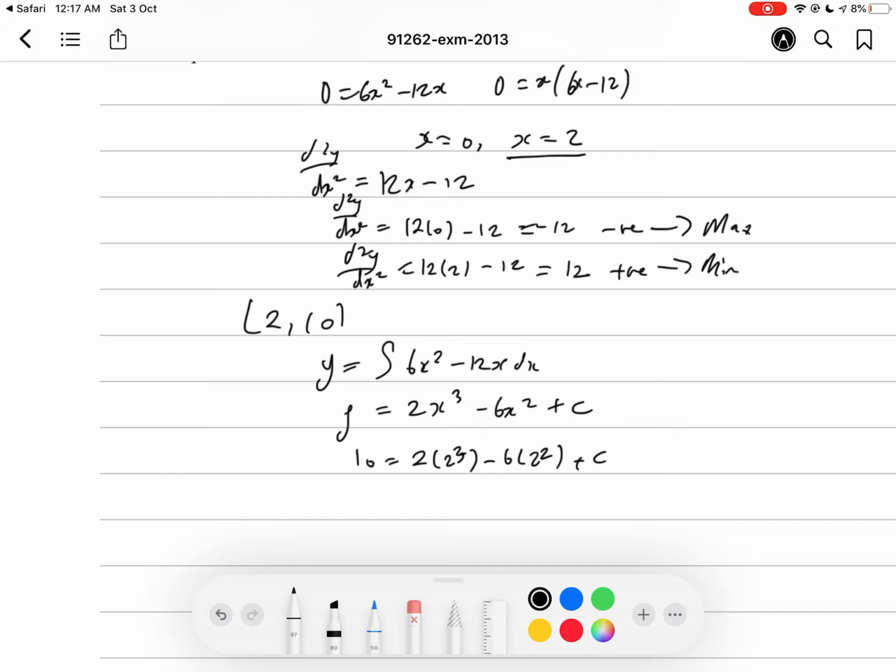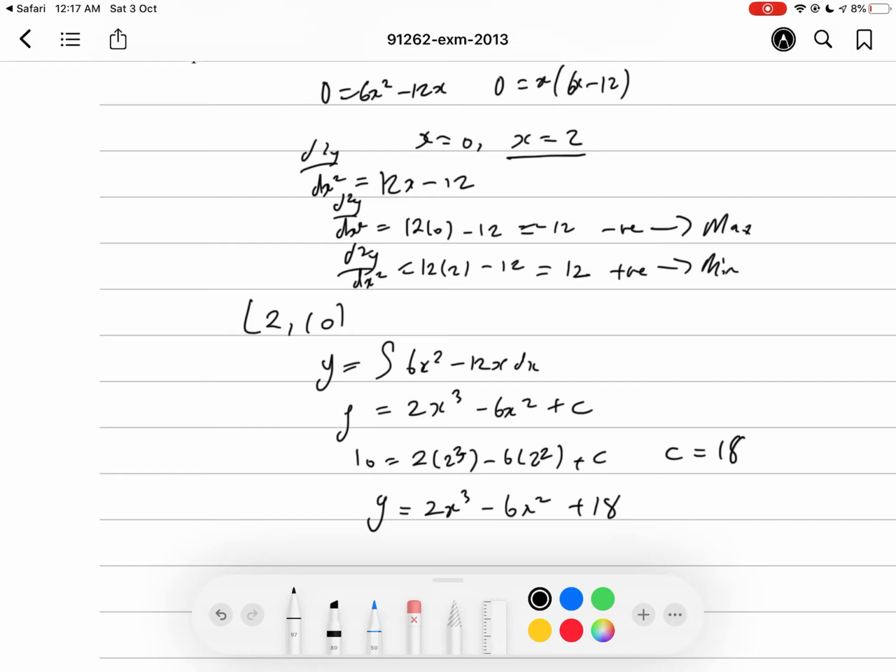Sorry, 2 cubed. Alright, so we should find that c equals 18. Therefore, our final equation is y equals 2x cubed minus 6x squared plus 18.